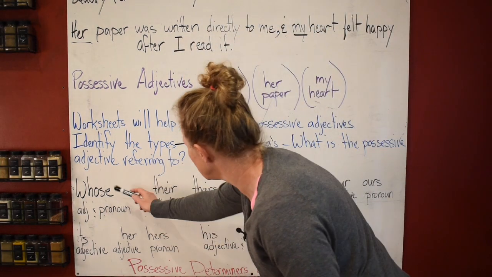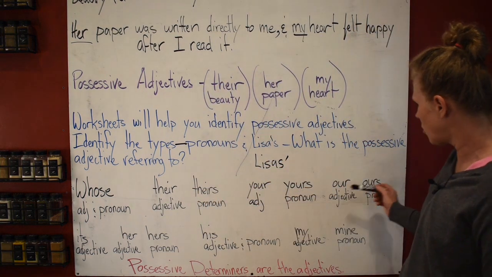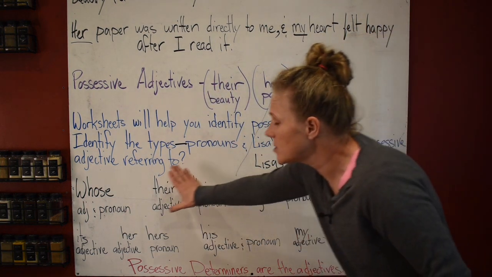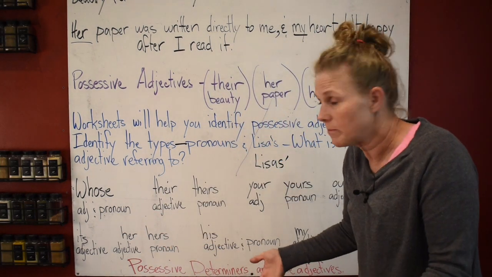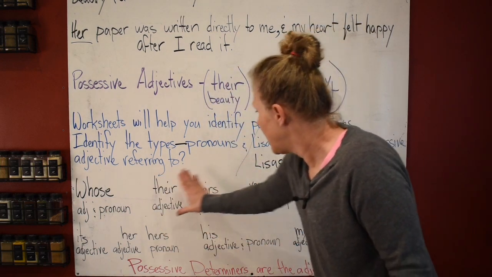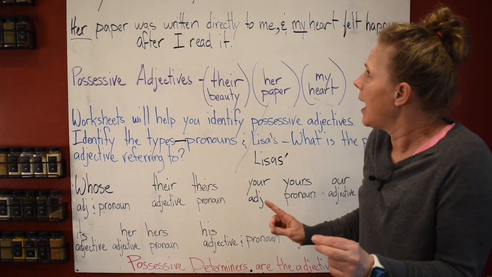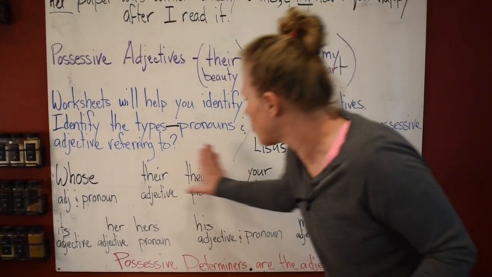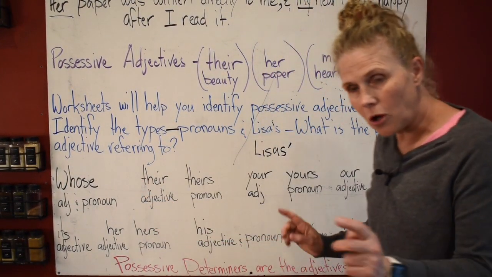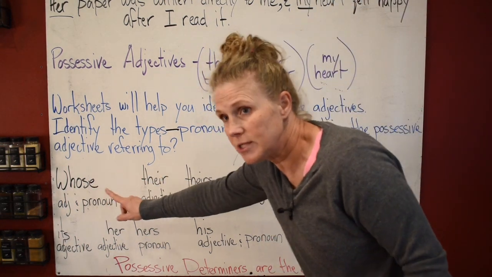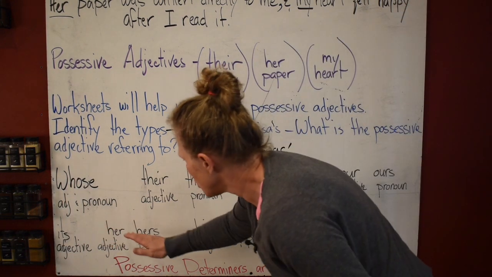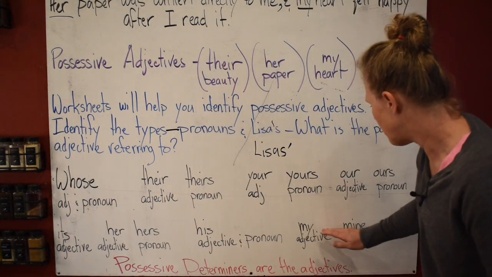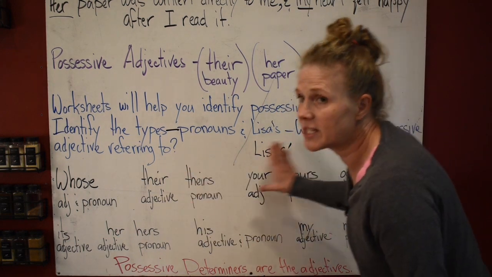All of these words, whose, their, theirs, your, yours, our, ours, these all fit into the pronoun family, all of them, but they do different things. And so these are all called possessive pronouns. I would call them all possessive pronouns. Do you see that? Whose, their, theirs, your, yours, our, ours, its, her, hers, his, my, and mine. These are all possessive pronouns.